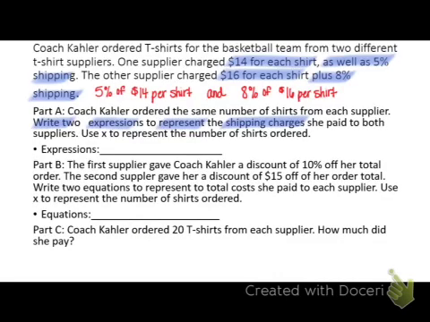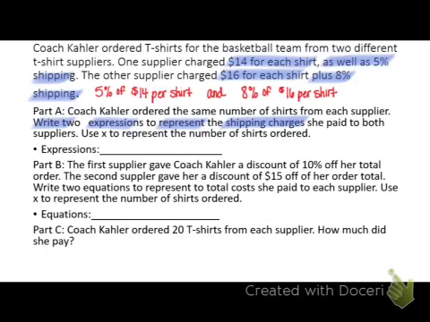Coach Kaler ordered t-shirts for the basketball team from 2 different t-shirt suppliers. One supplier charged $14 for each shirt, as well as 5% shipping. The other supplier charged $16 for each shirt, plus 8% shipping. Part A asks us to write some expressions representing the situation if Coach Kaler ordered the same number of shirts from each supplier. We want to write 2 expressions that represent the shipping charges that she paid to both suppliers.